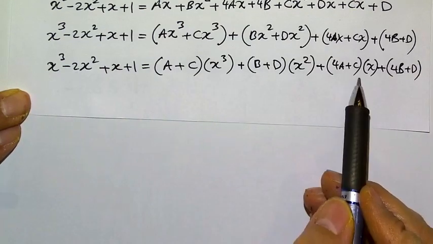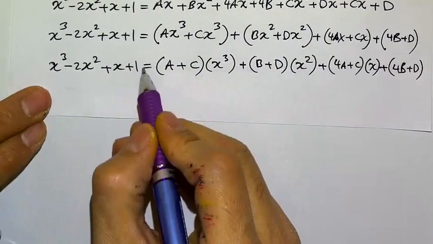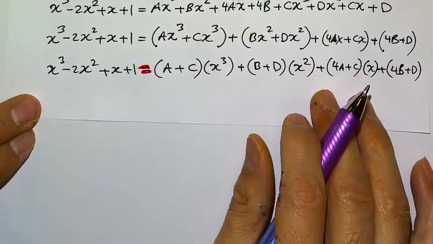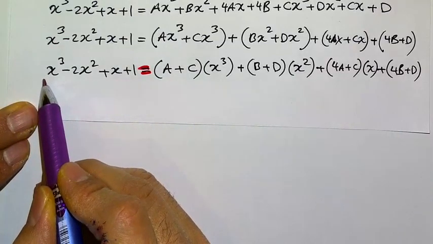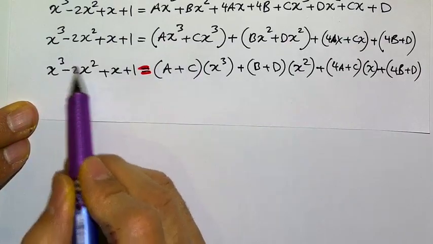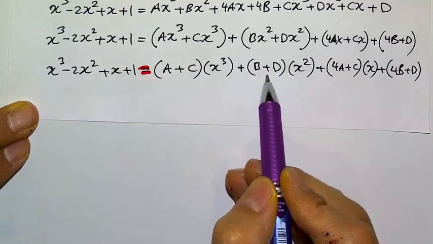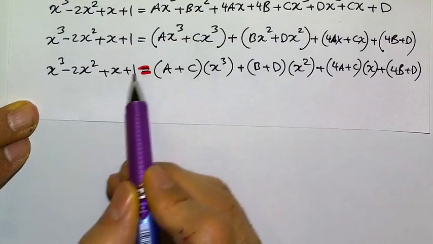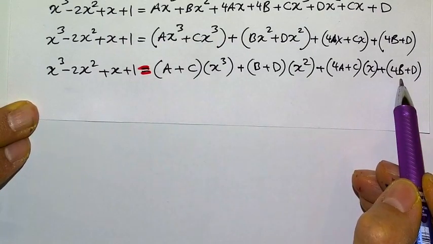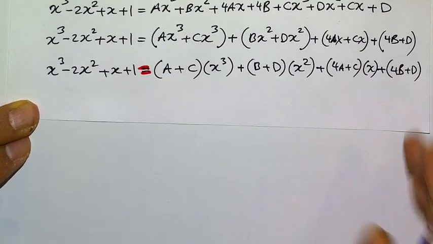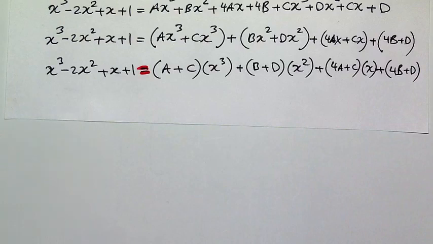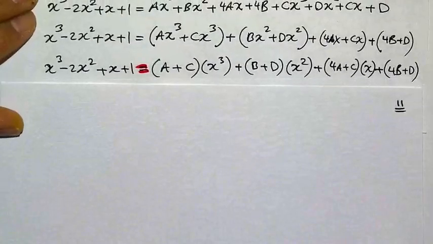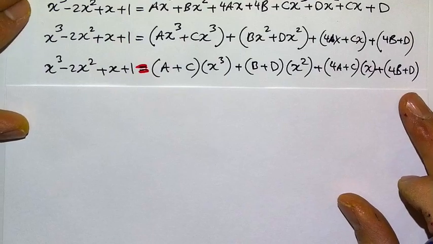If the left side is equal to the right side, right? The emphasis is on this equality. Then the coefficient of the x cubed on this side must be equal to a plus c. The coefficient of the x squared on this side must be equal to b plus d. The coefficient of the x term must be equal to 4a plus c, and the constant term on this side should be equal to 4b plus d. Right? So let us write the system. Do it before you see my solution. So pause the video and do it on your own, please, and then come back to the video. I'm counting on you to do this, guys.